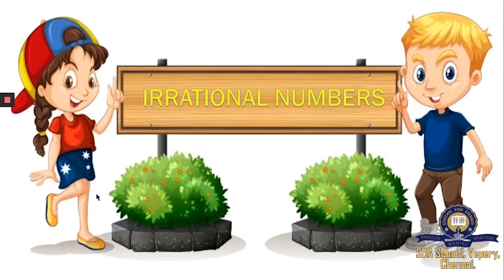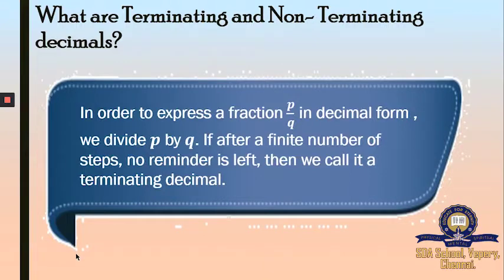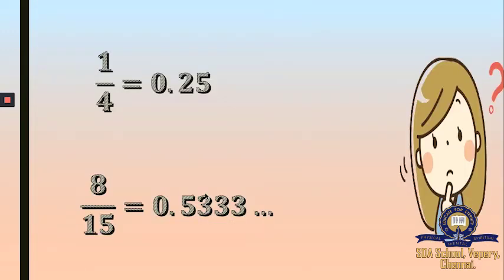So now we are going to see about irrational numbers. Before going to the definition of irrational numbers, we need to know about two concepts: what are terminating decimals and non-terminating decimals. So in order to express a fraction p by q in decimal form, we divide p by q. If after a finite number of steps no remainder is left, then we call it a terminating decimal. So now let us see an example based on this so that you will understand it in a better way.